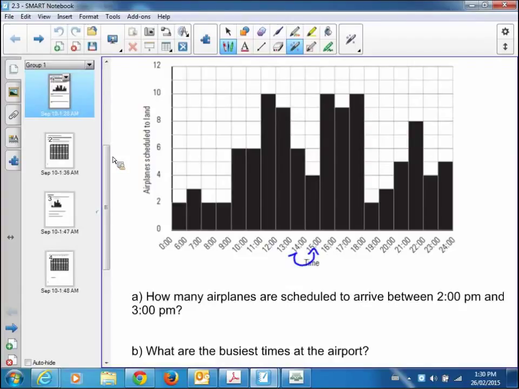We got 10. Is that what you said? No. Between, this is 2 o'clock and this is 3 o'clock right there. Or where am I? Sorry, I went one sideways. My mistake. This right here is 2 o'clock. And this is representing 3 o'clock. It's this space right here, 2 to 3, is only that portion. So that's only 4 planes. Do you see what I'm saying?